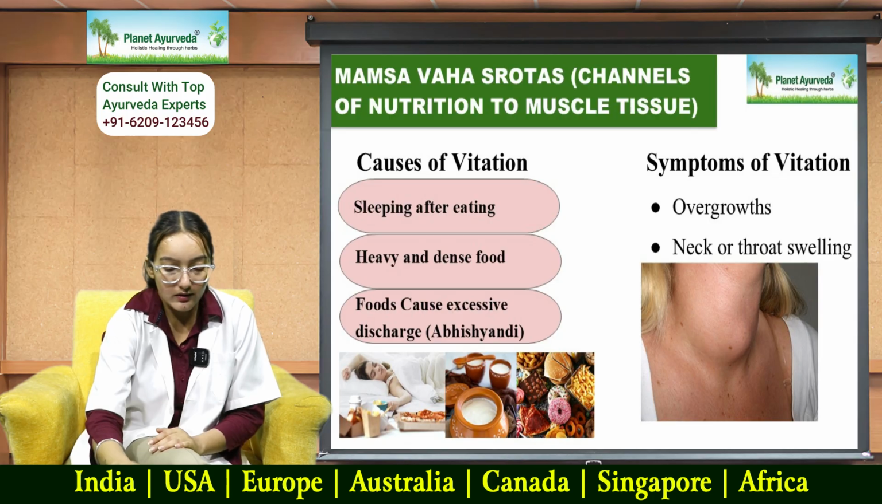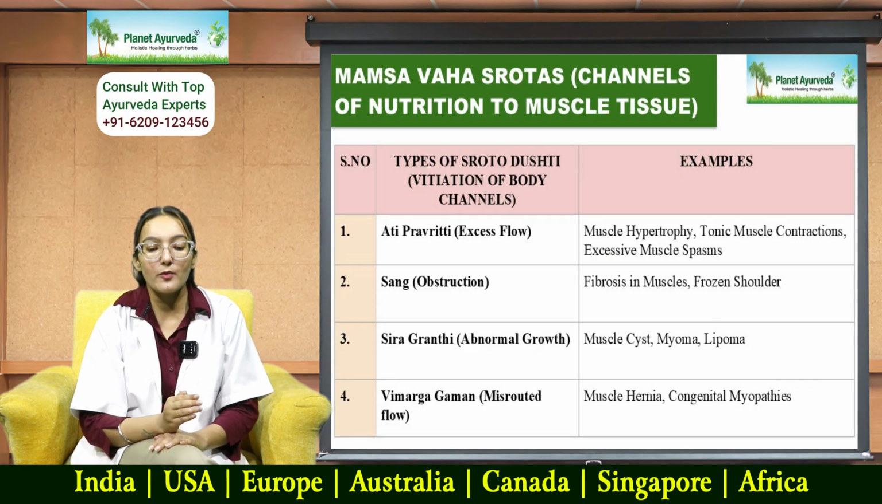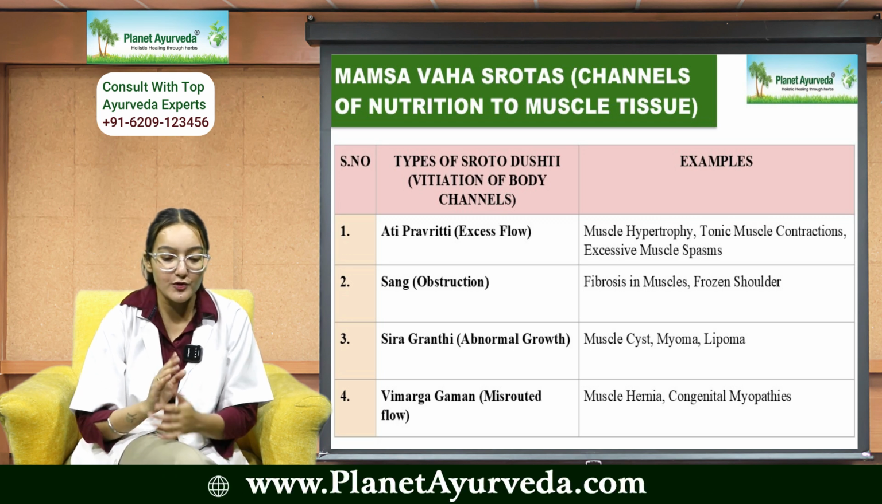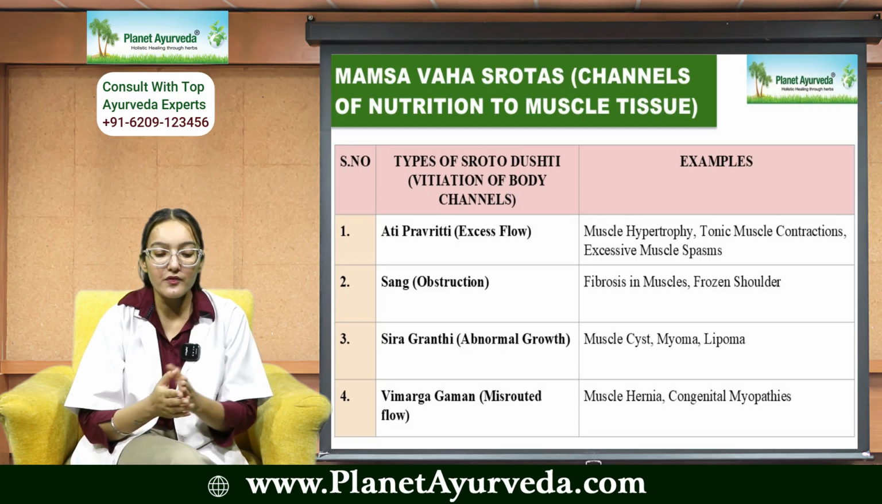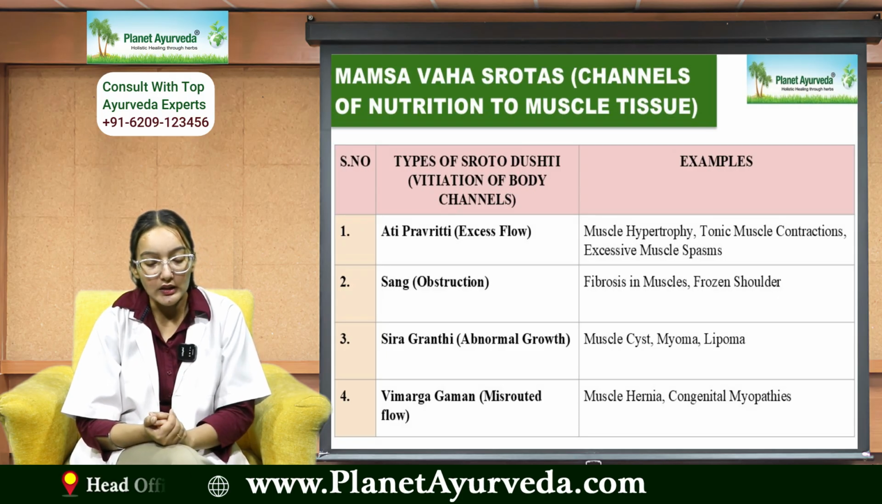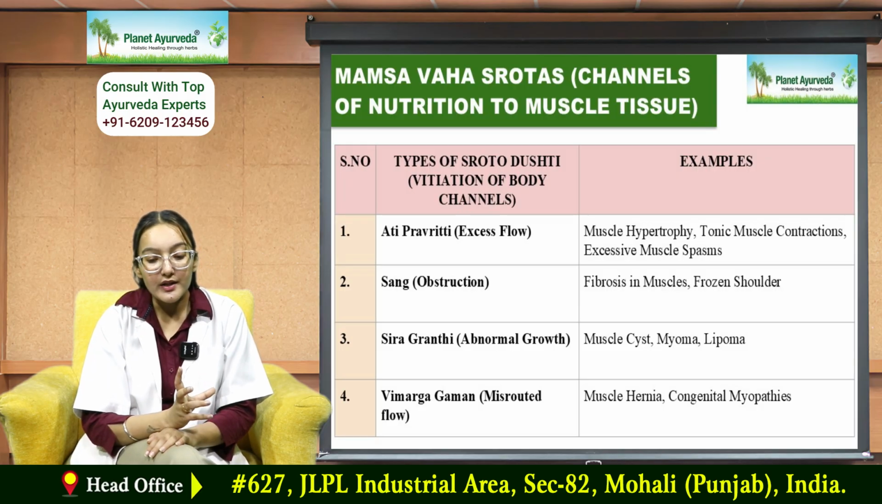Let's take a look at the examples of such conditions that may occur due to excessive flow, obstruction, abnormal growth, or misrouted flow of channels of nutrition to muscle tissue. So in case of excessive flow or ati pravriti, the person may experience muscle hypertrophy.